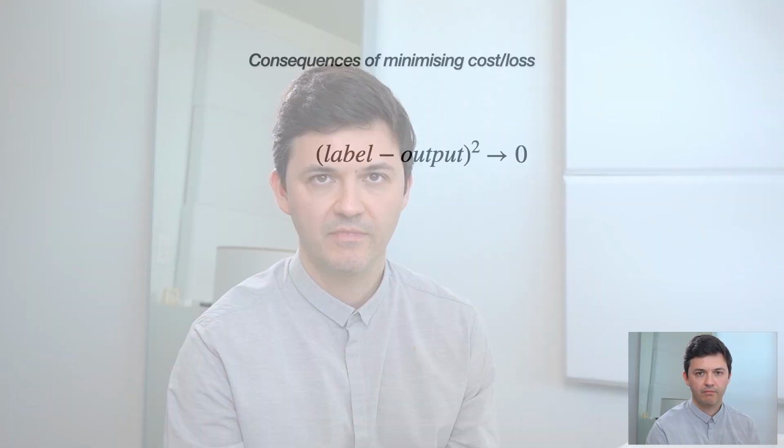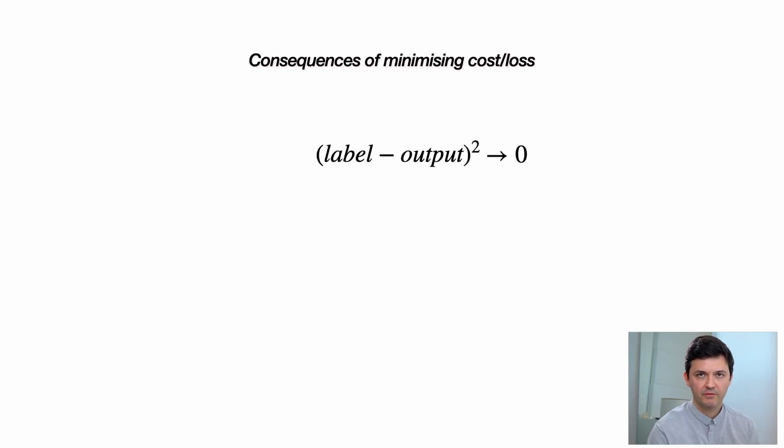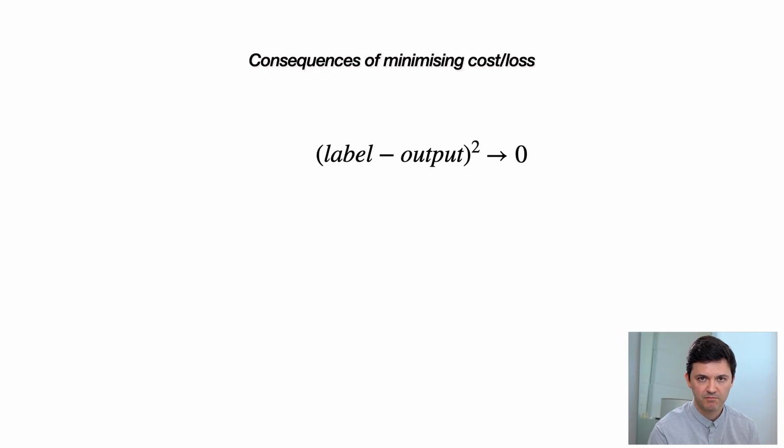Let me give you an example of what I am exactly talking about here. So this is our formula for the mean squared error. So I take the label, and I subtract the output, and I square it. This way I get the cost for a single data point, which I want to minimize, so I want to make it as close to 0 as possible, yeah? And the output here, what is the output? Well, output is W1 times X plus W2 times Y plus B.